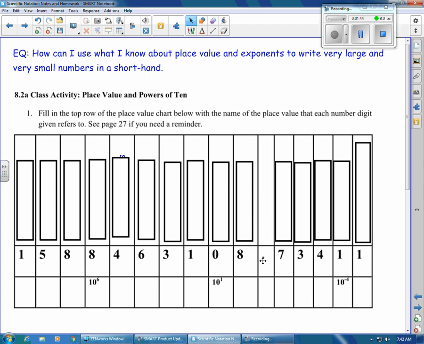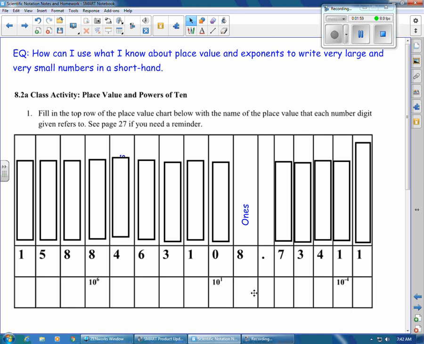So if we start 1 unit to the left of the decimal place, that is our ones. So this is our ones column. The number that's in the ones column is 8. So if we take 8 times 1, that would just be the number 8.